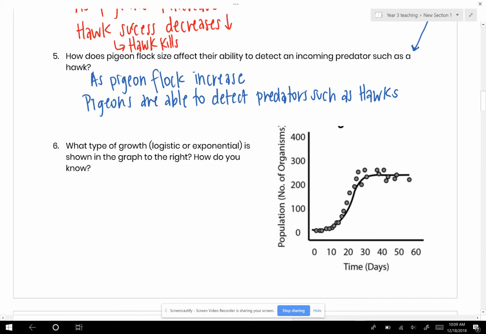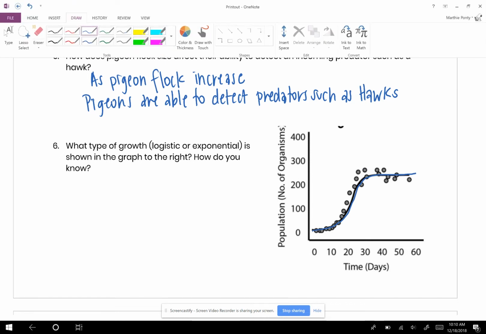So what you guys are looking at is this black line that's being drawn right here, and they're asking you what type of graph this is. If you guys remember, we did take notes on this a while back. And on here, there were two types of graphs, right?